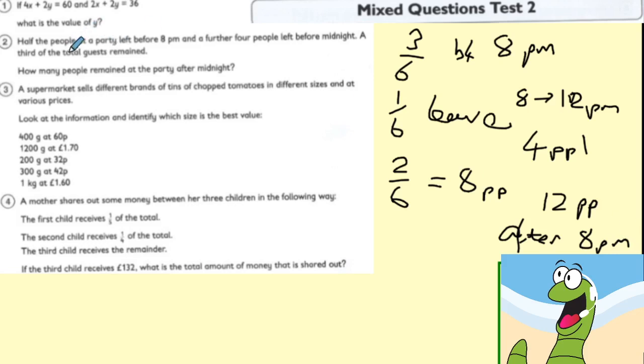So it asks how many people remained at the party after midnight. So the 1/3 is 8. So the number of people left after midnight was 8 people.